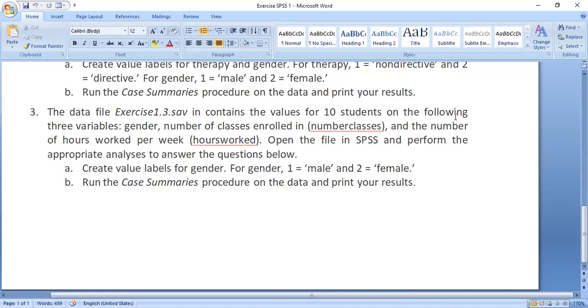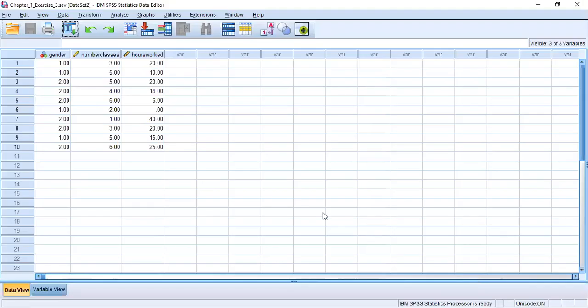And the first question is to create value labels for gender, that is 1 for male and 2 for female, and run the case summaries procedure on the data, and then print your results. So what we basically do is we move from this file to the file which is about the question.